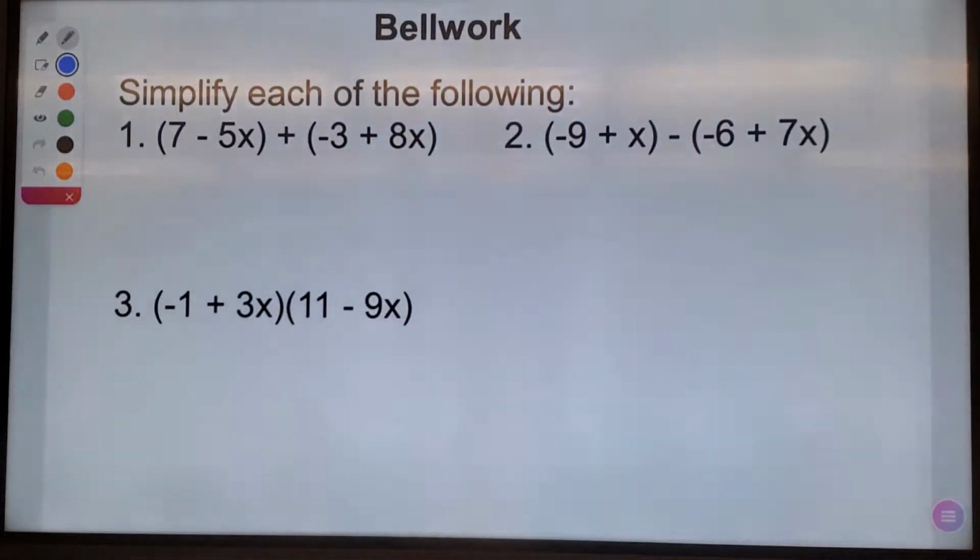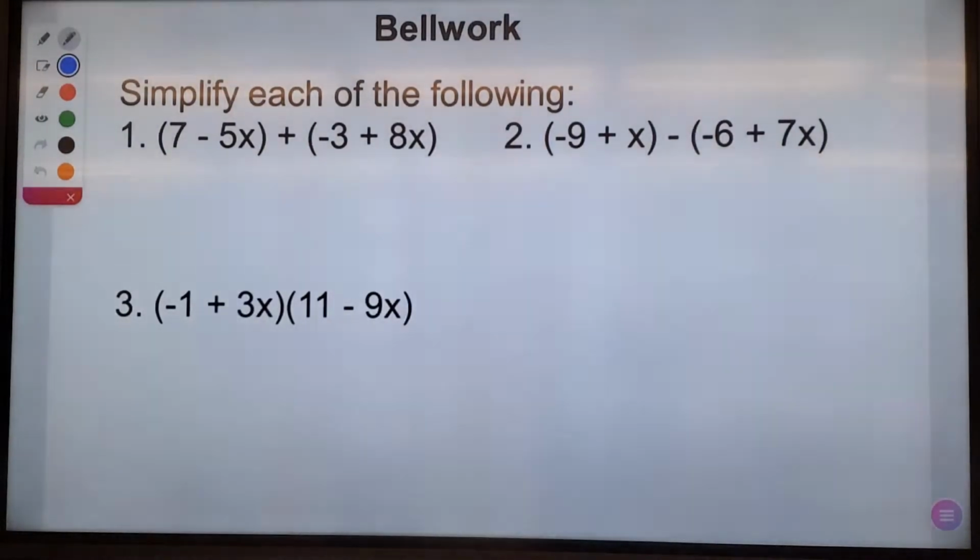Okay, this set of notes is on operations with complex numbers. On the board for bell work, you'll see things that we have done before. Number one, we are going to add binomials, or add polynomials. Number two, we're going to subtract polynomials. Number three, we're going to multiply polynomials. Okay, this again applies to things that we will do in this section.